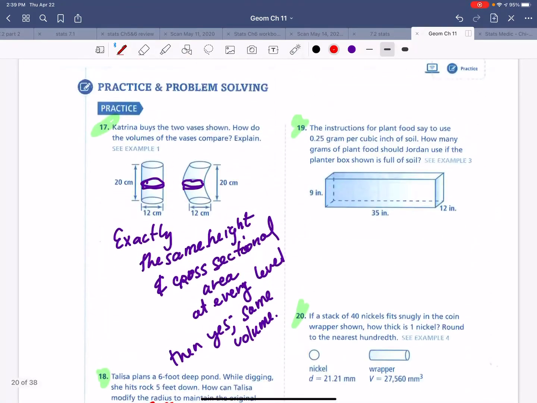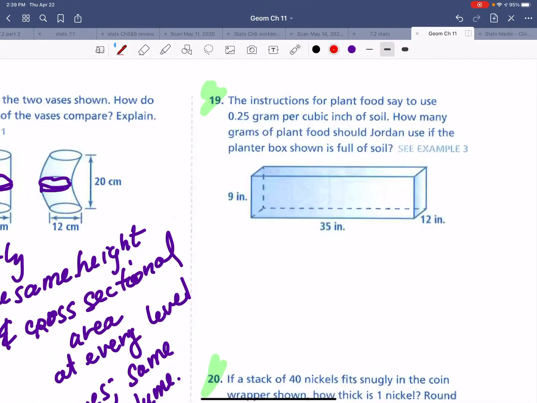19. The instructions for plant food say to use 0.25, so let's write that out, 0.25 grams per 1 cubic inch of soil, so inch cubed. How many grams of plant food should children use if the planter box is full of soil? So I want my answer in grams. So I want to multiply by inches cubed, so this goes away, and the only thing left I have is grams.